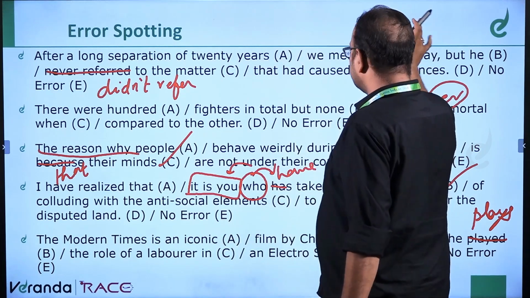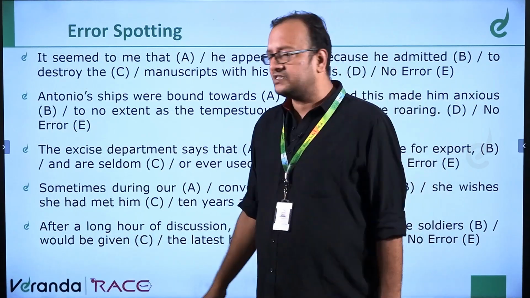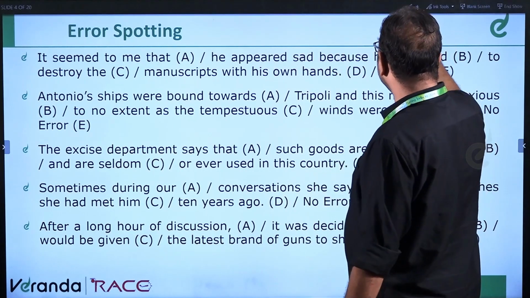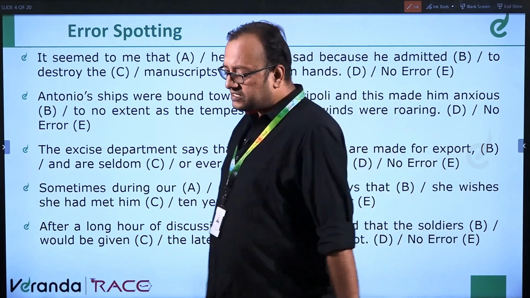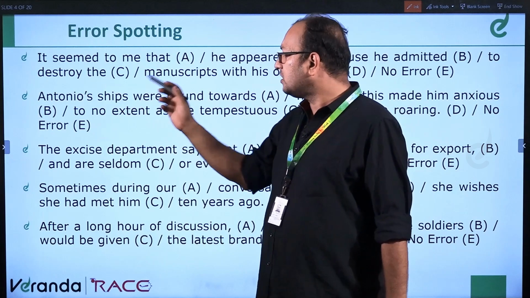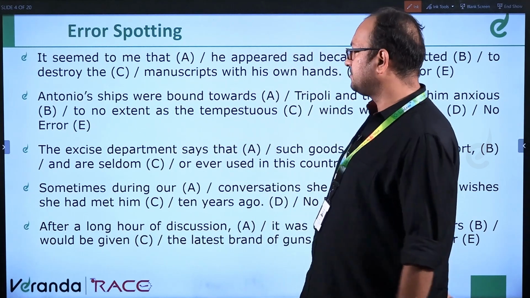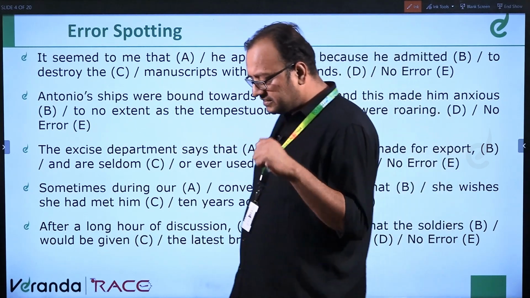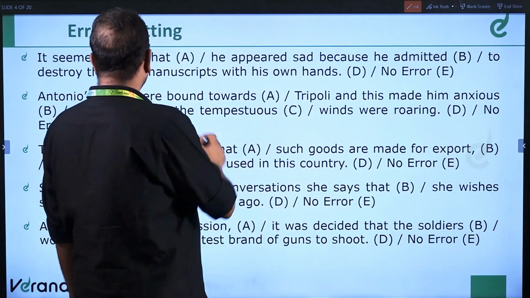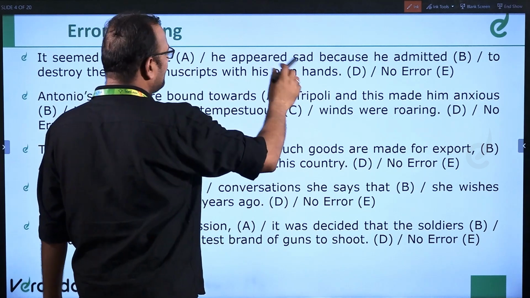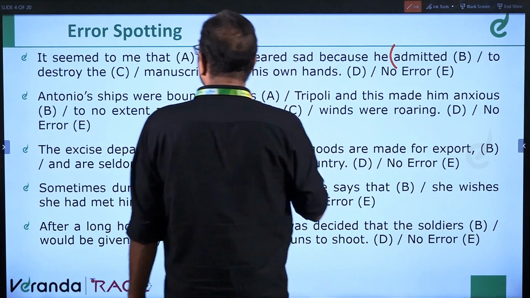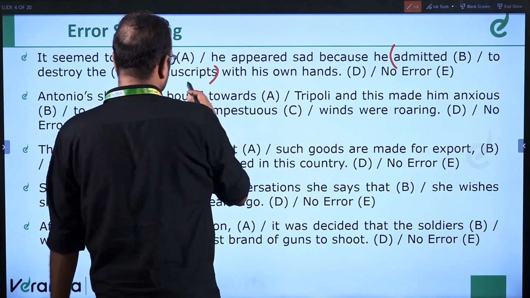So, we'll move to the next set of questions, the next 4 questions. It seemed to me that he appeared sad because he admitted to destroy the manuscripts with his own hands. Okay, now the question is, there are 2 actions.